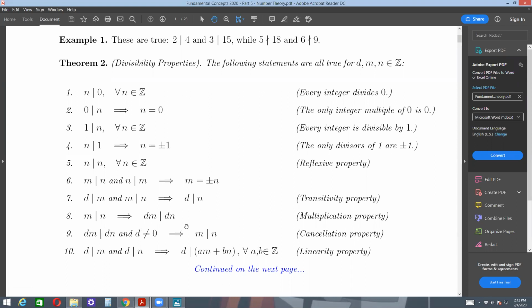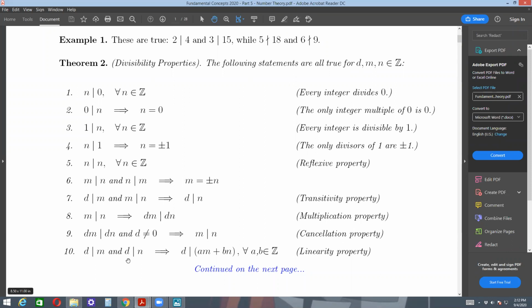The multiplication property basically says if you have a first number dividing a second number, you could multiply both of those by any constant and the property still holds. So d times m would also divide d times n. Now the converse of this is only true when d is not 0, right? So if d is not 0, then the reverse holds. That's the 9th property down.